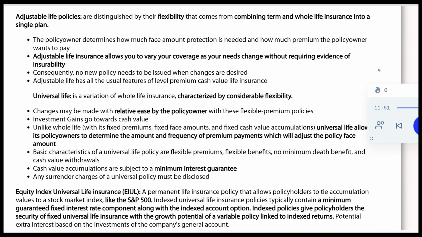Adjustable life insurance allows you to vary your coverage as your needs change without requiring evidence of insurability. Consequently, no new policy needs to be issued when changes are desired. Adjustable life has all the usual features of level premium cash value life insurance.